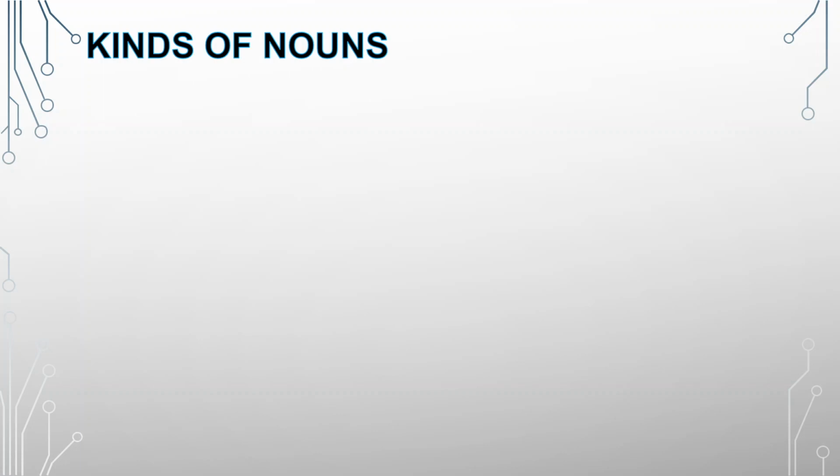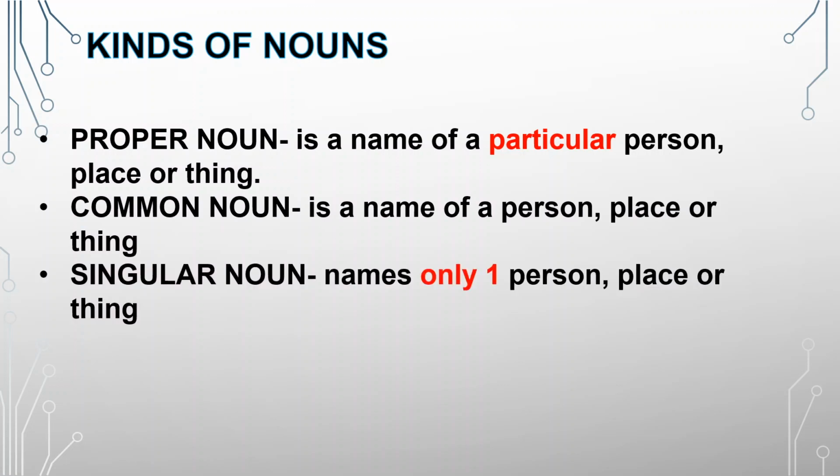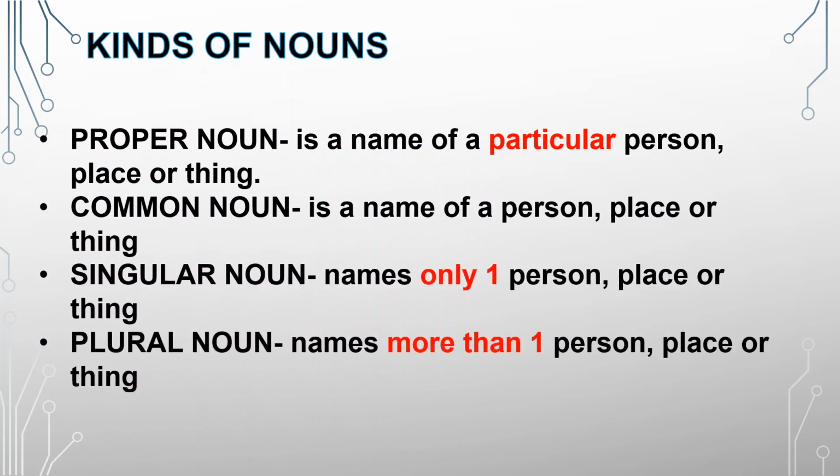Now, let's go to lesson number 3 that we finished before. And these are the kinds of nouns. So we finished proper noun, common noun, singular noun, and plural noun. Okay? So a proper noun is a name of a particular person, place, or thing. So we've discussed this many times before in our English grammar lessons.